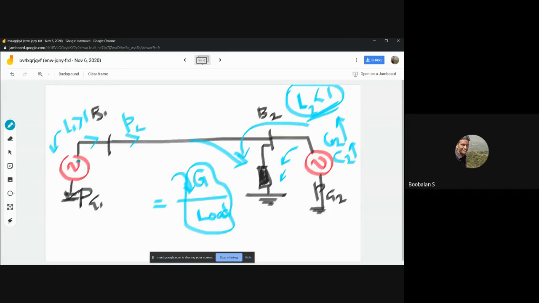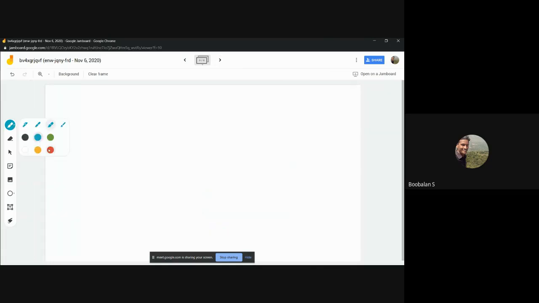But over here, in my generator 1, it needs to generate much more power in order to overcome my power loss, and also it needs to satisfy the load. It needs to satisfy the load as well as overcome the transmission losses. That's why L1 is now much higher. So these are the general comparisons.